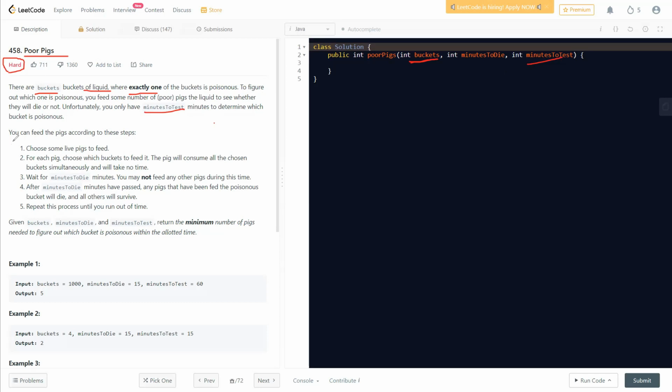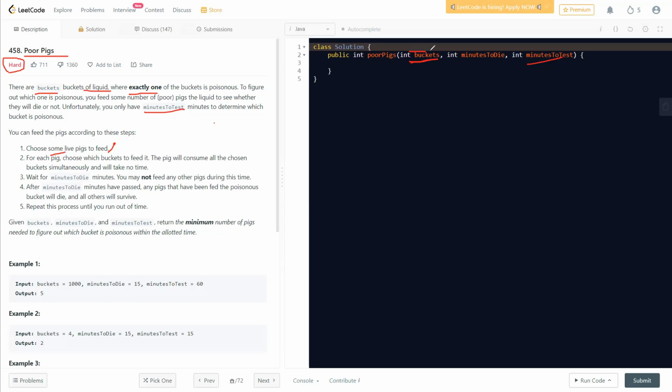So let's see what further it says. You can feed the pigs according to these steps. There are particular steps you need to follow to feed those pigs. Okay. Great. So it says choose some live pigs. How many pigs you choose is completely up to you. There's no bracket on that. You can have any number of pigs. So choose some live pigs, some pigs which are living, and for each pig, choose which bucket to feed it.